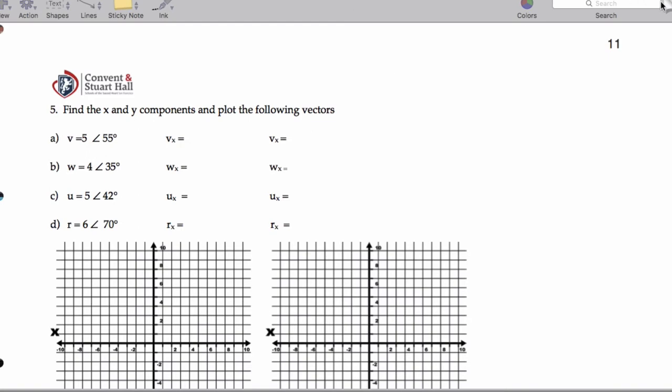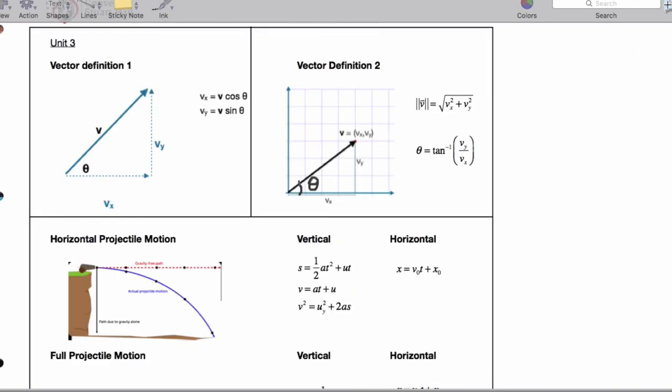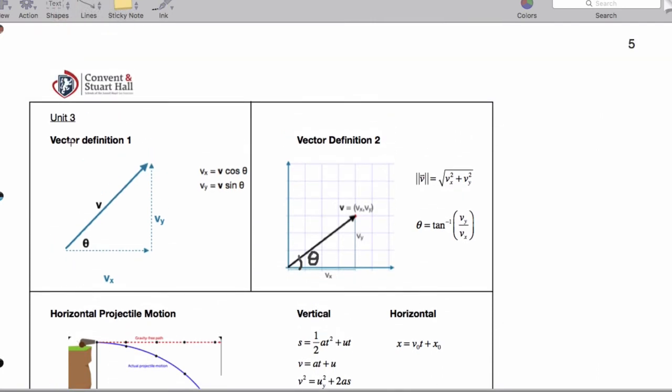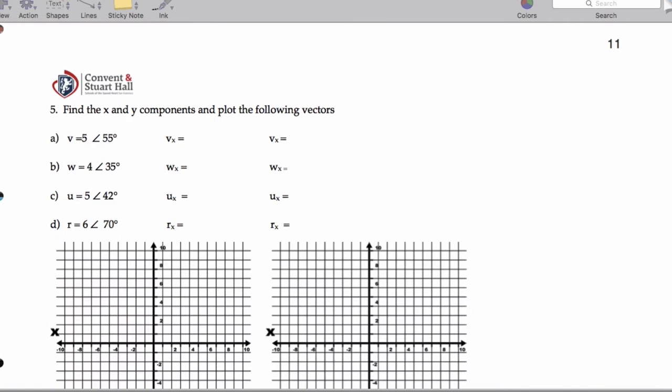By the way, one thing I just want to say on this problem is that I actually have the formulas issued right here. So when you want the x and y components, we're talking about vector definition 1. So if you're ever forgetting that formula, please know that I actually give it to you on the test. So for number 5, I'm just going to apply this formula.